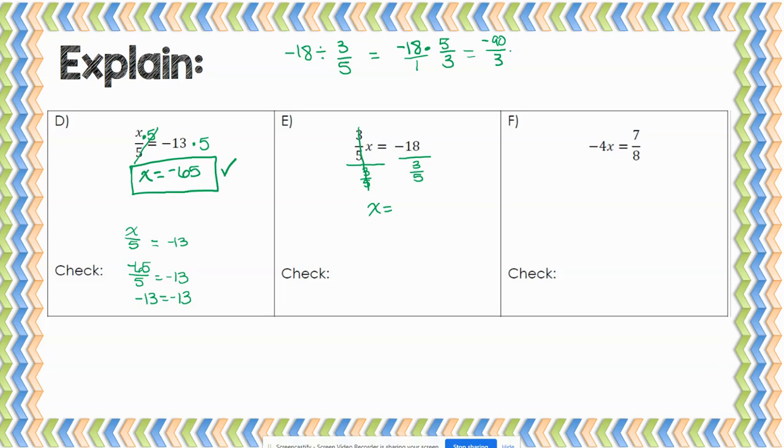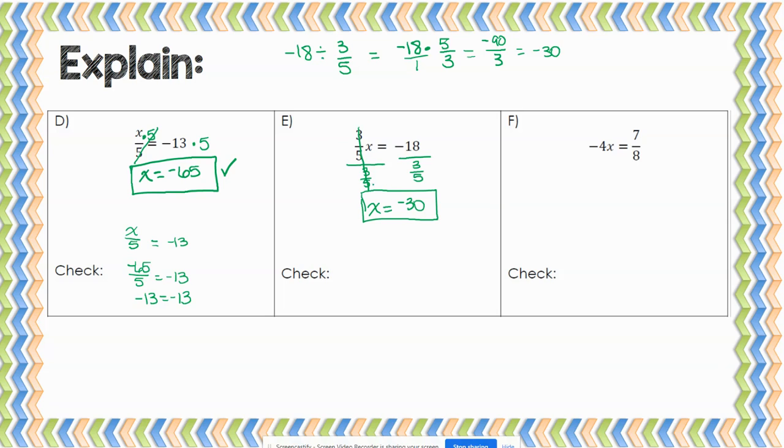Well, then I would just divide here, negative 90 divided by 3, and that gives me negative 30. So negative 18 divided by 3/5 is negative 30. That means that x equals negative 30.